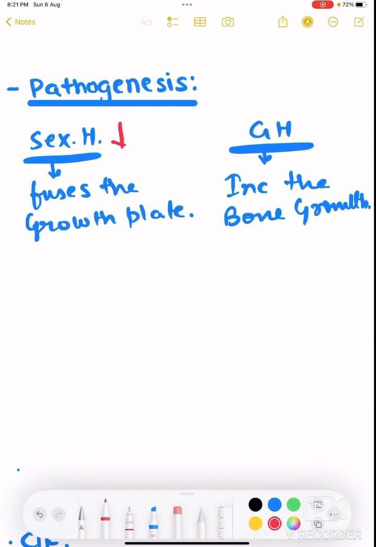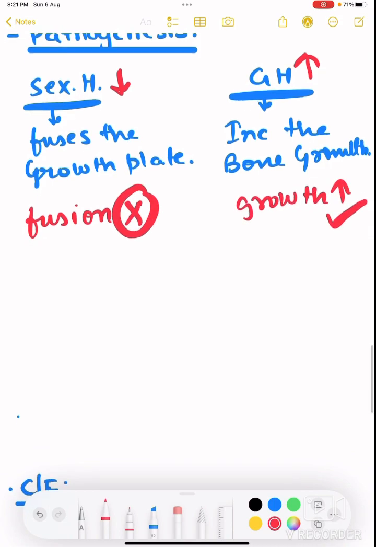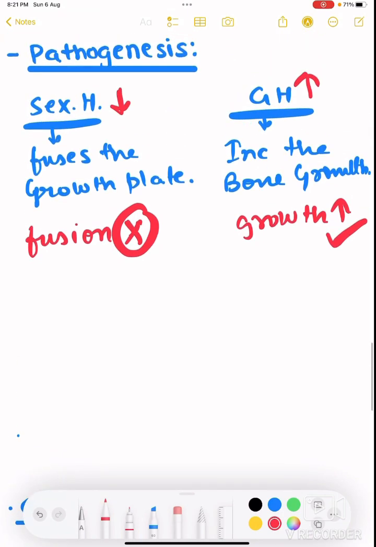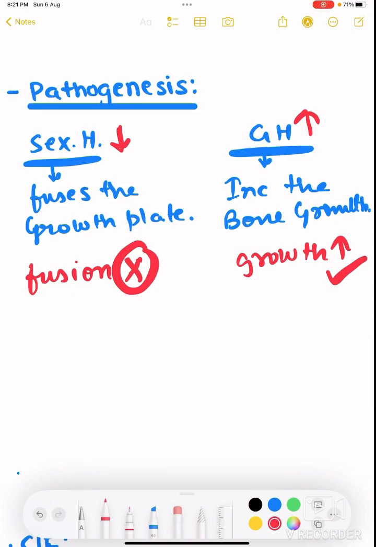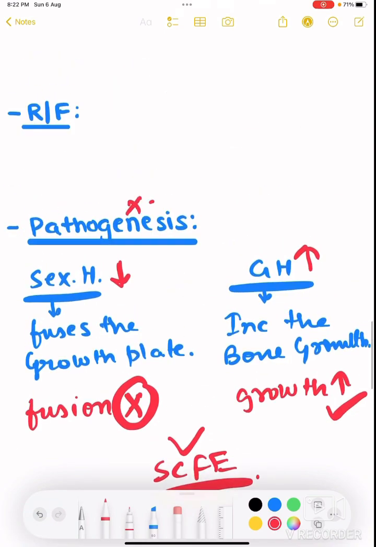Now what will happen if the sex hormone is less and the growth hormone is more? See, fusion will not occur, and growth will go on increasing. That is the problem, right? That's why the bone will grow, but the epiphysis will not fuse, and because of that, it will slip out. That's why SCFE occurs, right? Very easy, right? No one is going to ask you the pathogenesis, just for fun I told you.